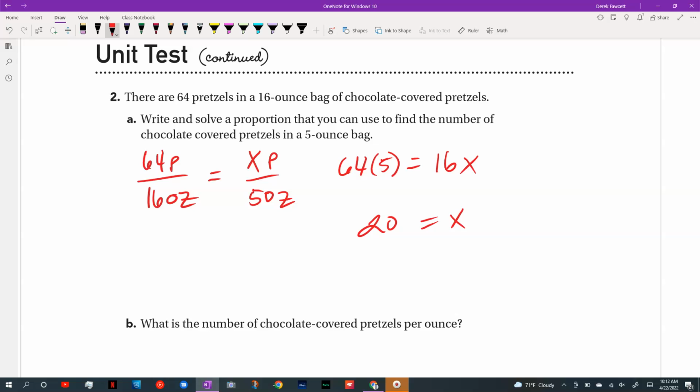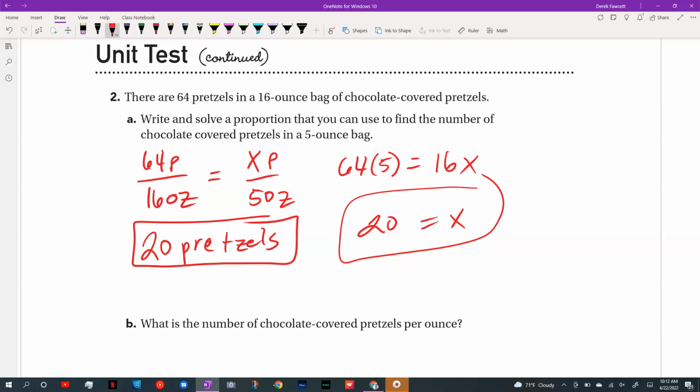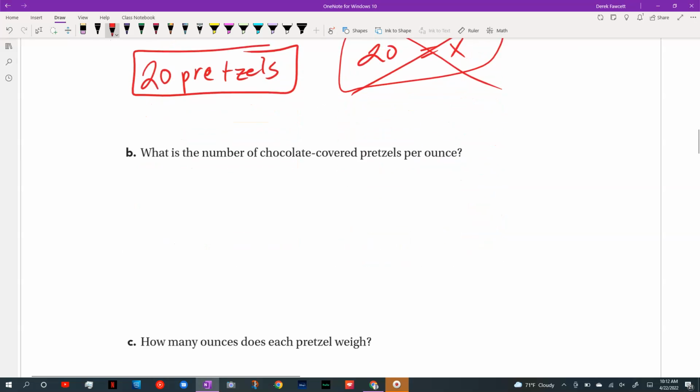And make sure you label these. Some of you are just like, hey, that's my answer. That's not what I was looking for. I want to know how many pretzels. So your final answer would be 20 pretzels, not x equals 20.